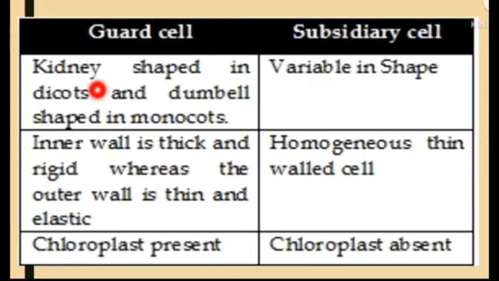Guard cells. Guard cells are kidney-shaped in dicots and dumbbell-shaped in monocots. Subsidiary cells are variable in shape. In guard cells, the inner wall is thick and rigid, whereas the outer wall is thin and elastic. Subsidiary cells are homogeneous, thin-walled cells. In guard cells, chloroplast is present, and in subsidiary cells, chloroplast is absent.